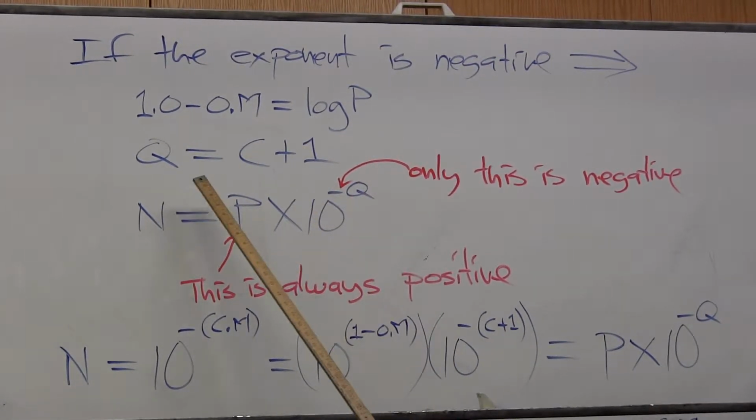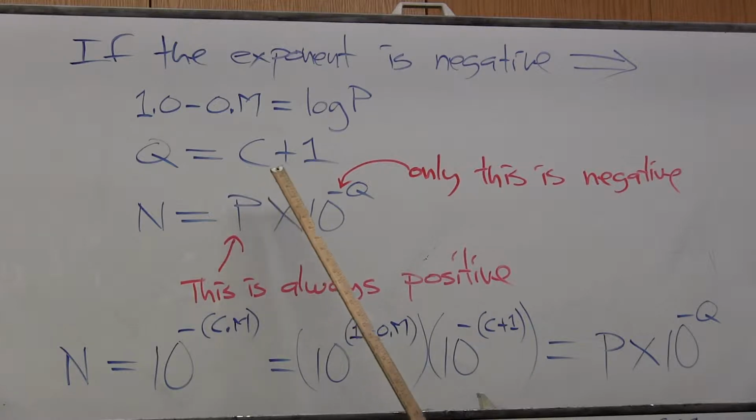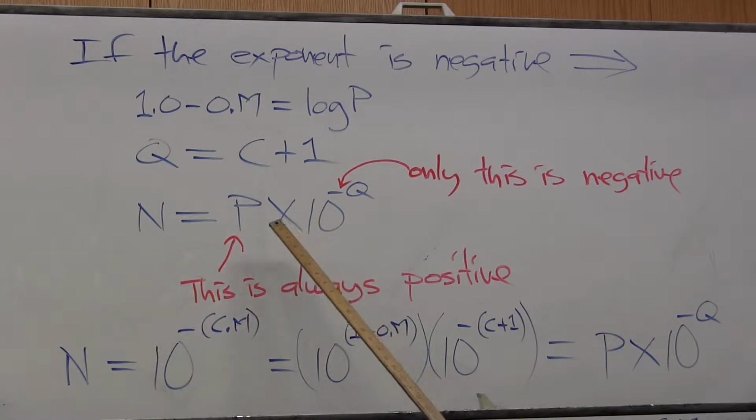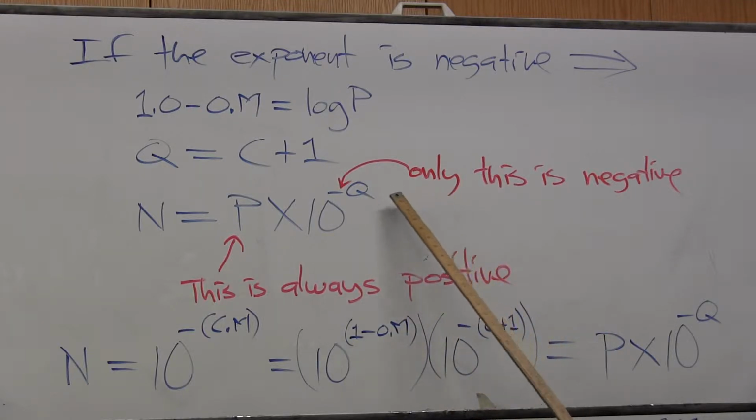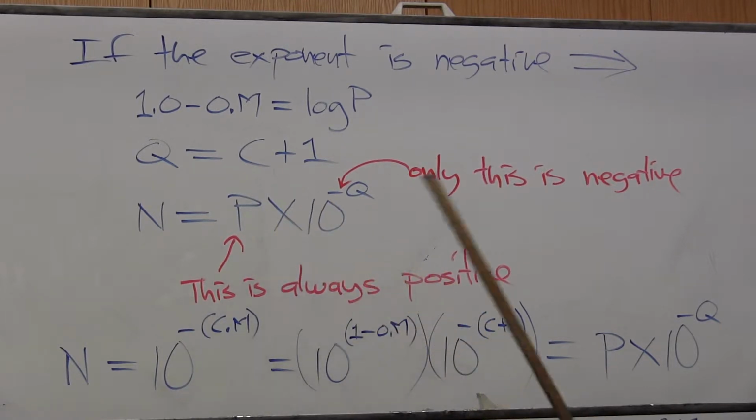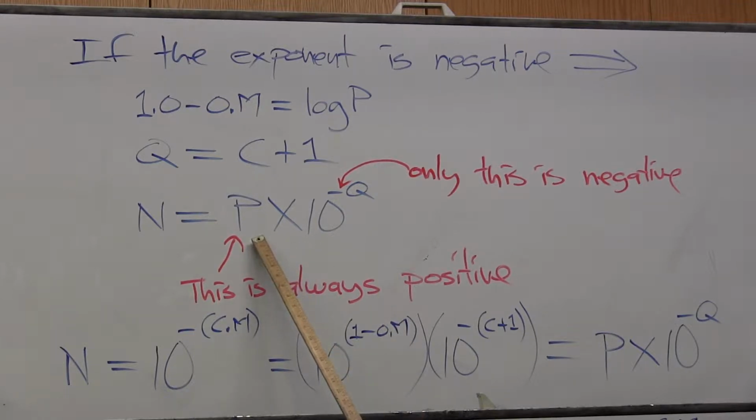And there's going to be another number q, which is equal to the characteristic term plus 1. Then the number in scientific notation is p, the precision term, times 10 to the minus q. Only the q part is negative. The p term is always positive. That is the convention with scientific notation. So the only negative exponential term is in the characteristic part, and that is the q term.